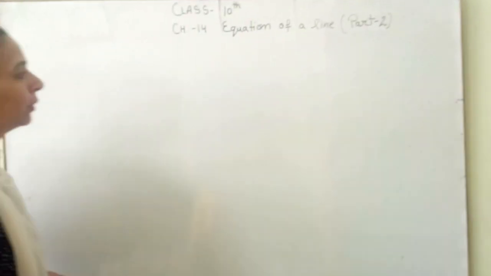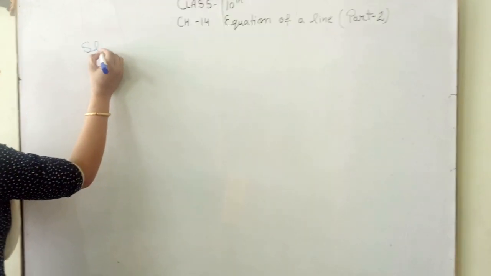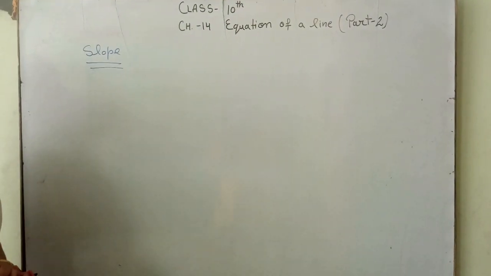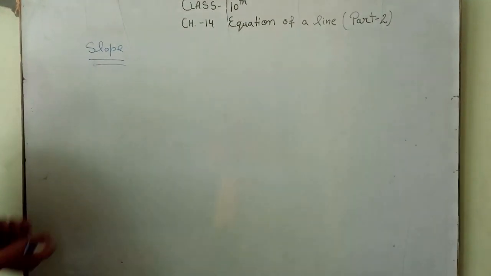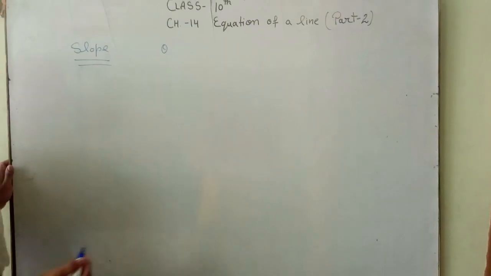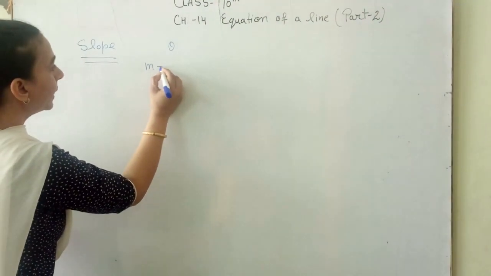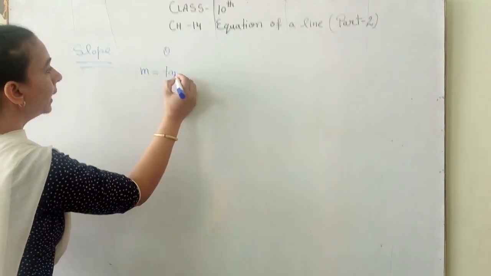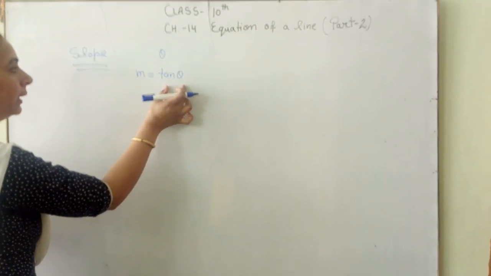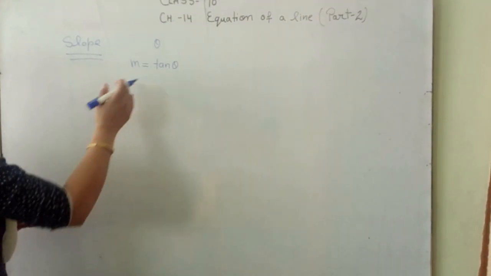In the previous video, we already discussed slope. Students, there are three methods for finding a slope. First is if theta is given. If theta, meaning the angle, is given, then we find slope by this method: m equal to tan theta. You put the value of theta, then find out tangent, then m equals tan theta. This is our slope. This is the first method.